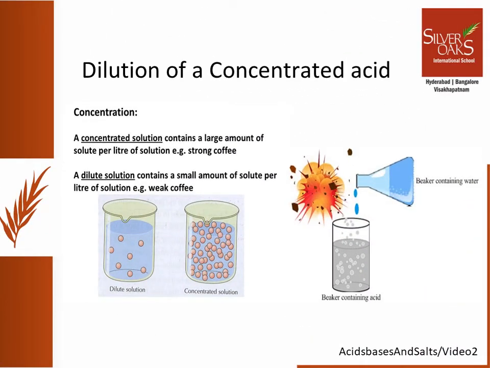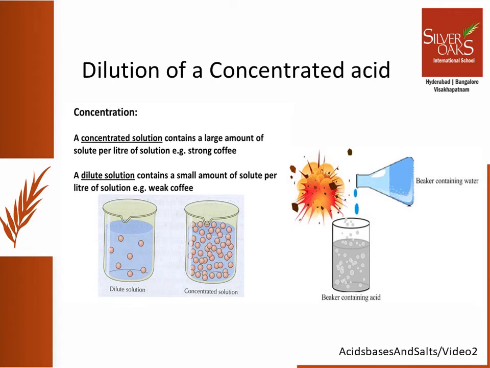What is the safest way to dilute a concentrated acid? Before we discuss this, we should be clear with what is a concentrated acid and what is a dilute acid. Like a concentrated solution which contains a large amount of solute per liter of a solution, for example a strong coffee, when a particular acid has large amount of acid per liter of solution, it is concentrated. A dilute solution contains a small amount of solute per liter of solution, like a very weak coffee.